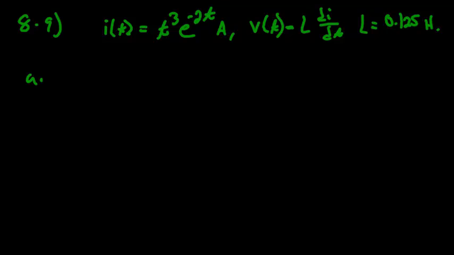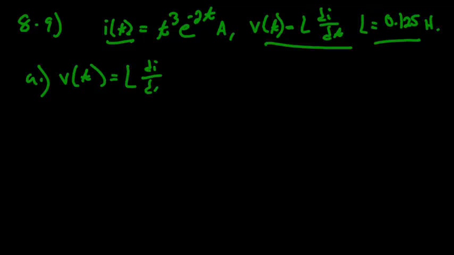Part a asks us to find the voltage, v(t), and so how do we do that? We're given this voltage equation, right? We're given L, and we're given i. So v(t) is L times the derivative of i(t). So the first step is to take the derivative of i(t) with respect to t.